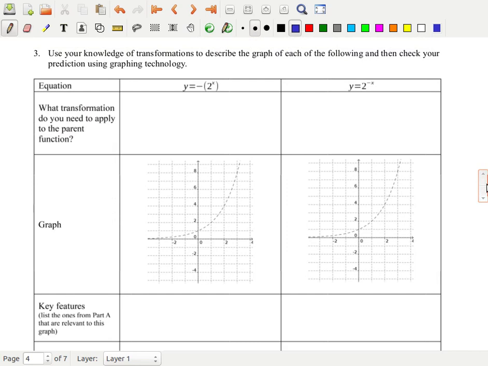All right, how about another set? Slightly different here. Now our leading coefficient, our a value, is a negative value. That is a vertical reflection.